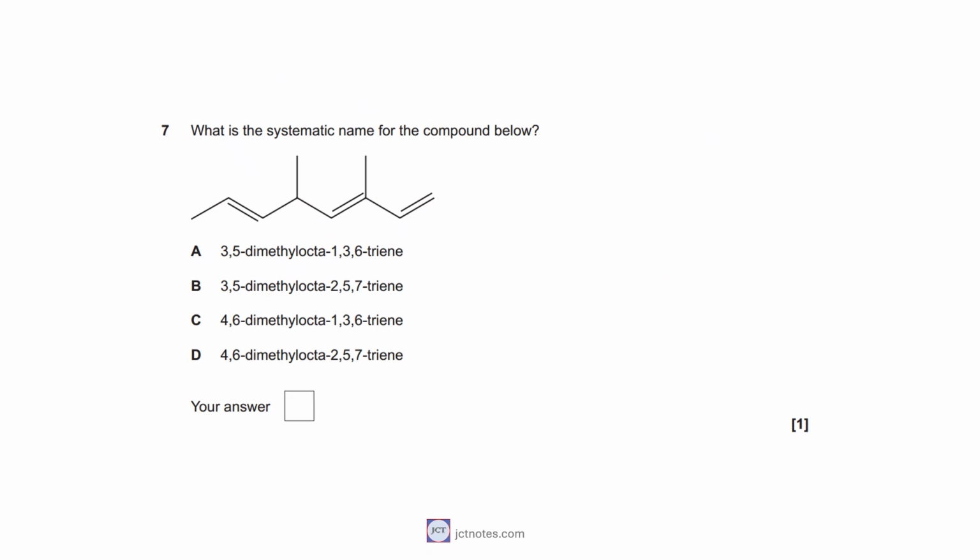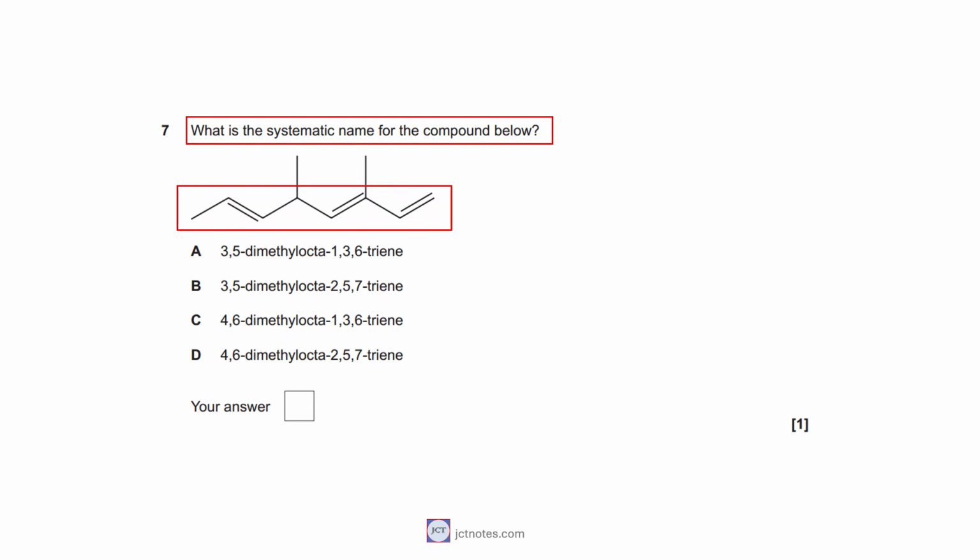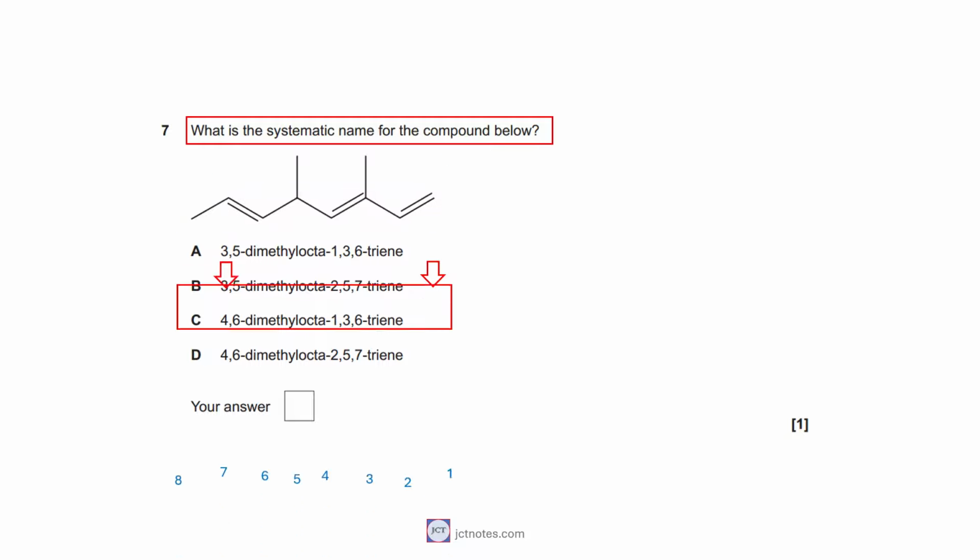In question 7, we are asked for the systematic name for a given compound. We begin by identifying the longest carbon chain, which consists of 8 carbon atoms. Next, we number the carbon atoms to ensure that substituents are assigned the lowest possible positions. If we number from the left, the lowest positioned feature is 2-ene. However, if we number from the right, we get 1-ene, which takes priority according to naming conventions. Therefore, we start numbering from the right to correctly name the compound.